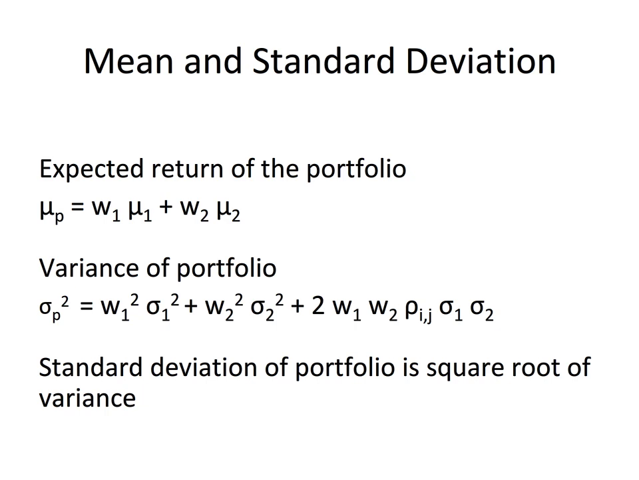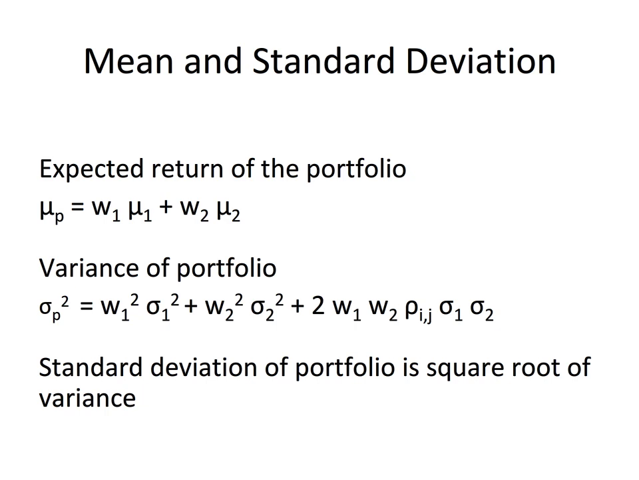The expected return of our portfolio is the weighted average returns from each one of the assets. So our portfolio return is the proportion invested in asset 1 times its expected return plus the proportion invested in asset 2 times its expected return. There's nothing magic here. We just get the weighted average of those two asset returns.